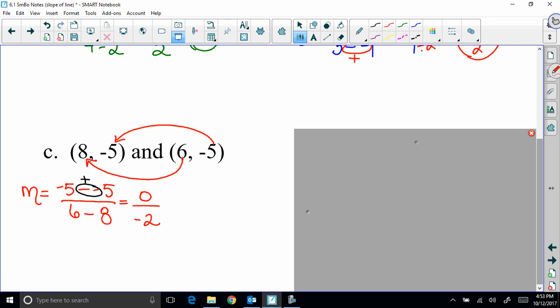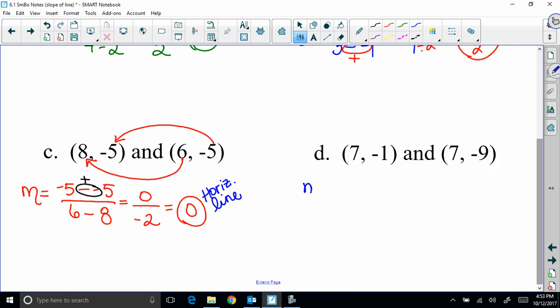If you're not sure what this reduces to, you can check this on your calculator. If you do 0 divided by -2, you're going to get 0. So 0 divided by anything is 0. So the slope of that line would be 0. If you recall, if you graphed those points, that line would be a horizontal line.